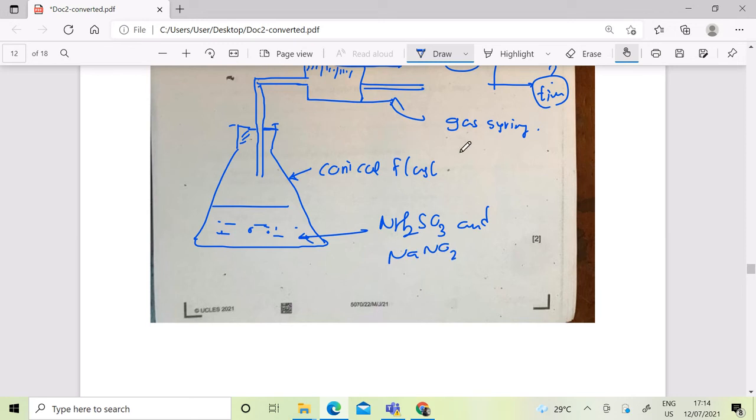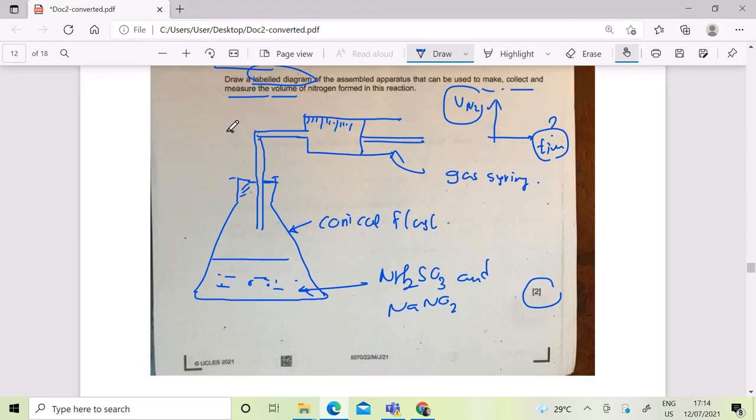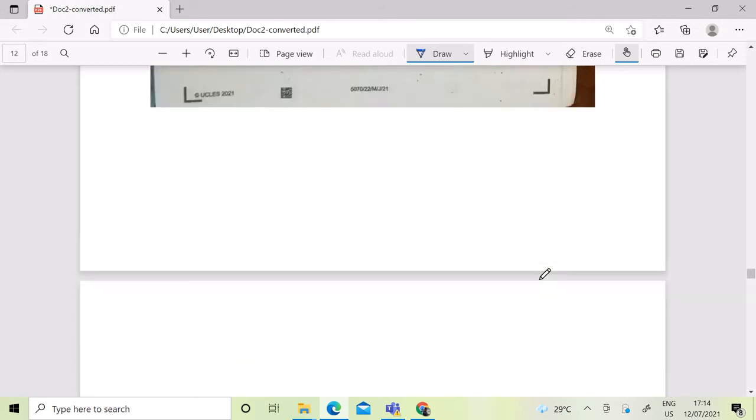So I think that would be enough for 2 marks. At the same time you can label the delivery tube, but actually it is not necessary. So you have the gas syringe and the conical flask, and this is how you get 2 marks. Going to the next part.